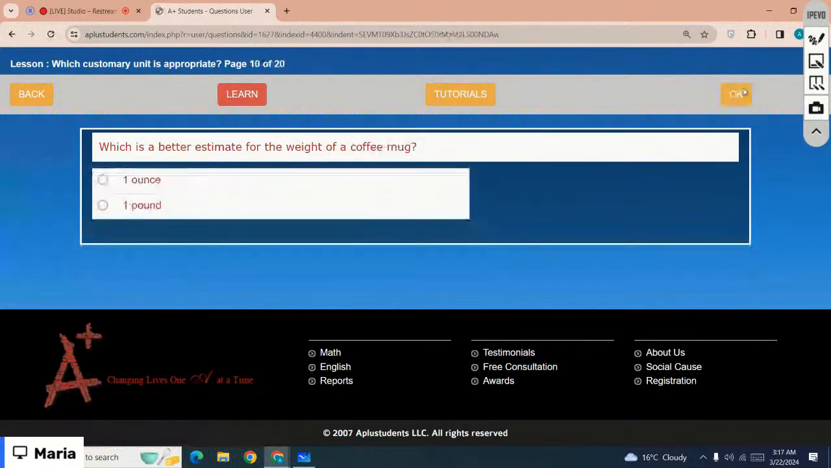Which is the better estimate for the weight of a coffee mug? 1 ounce, 1 pound. Which is the correct option? Yes, 1 ounce it is. Okay, you can complete the lesson by yourself later today. Let me just move on to the next lesson.